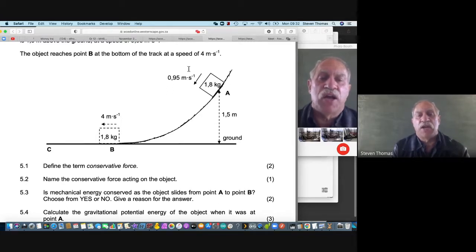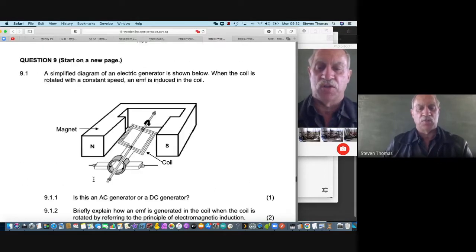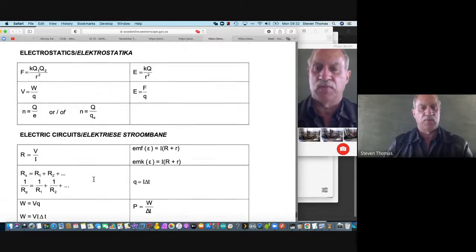And then your kinetic energy, there's its velocity to start. There's its velocity to end. So what's the change of kinetic energy? The final is going to be a half times m, 1.8, times 4 squared. That's the kinetic energy at the bottom. There's the kinetic energy at the top. Same formula. Subtract the two.